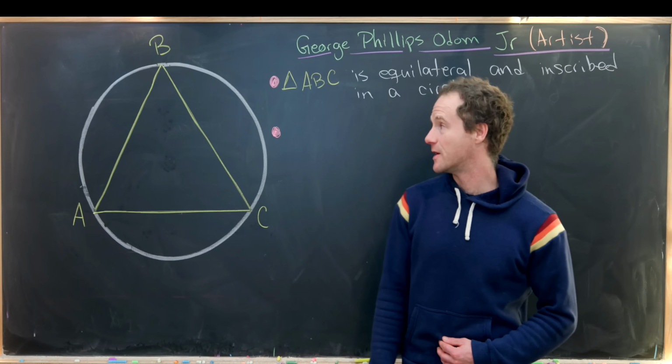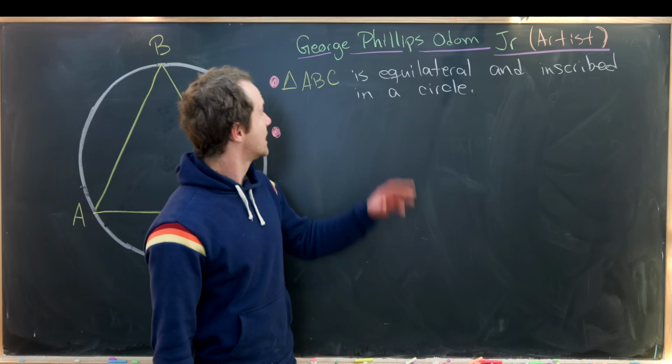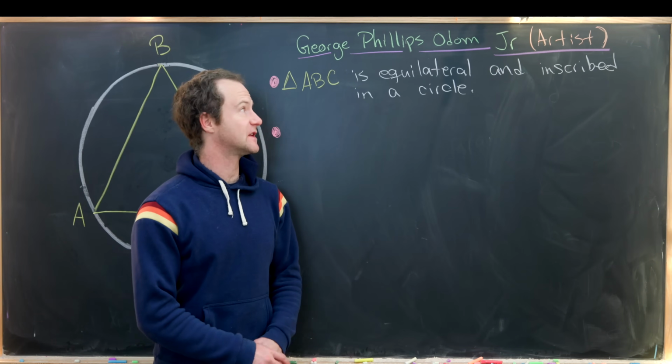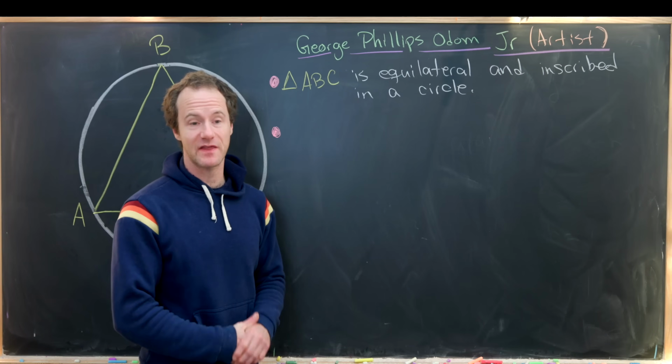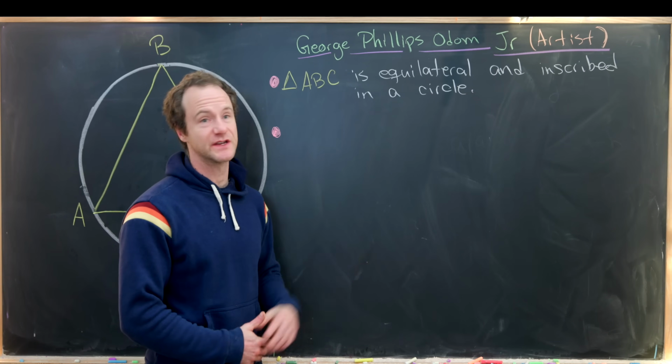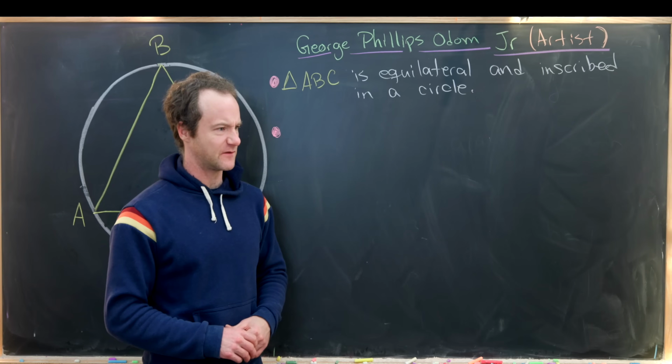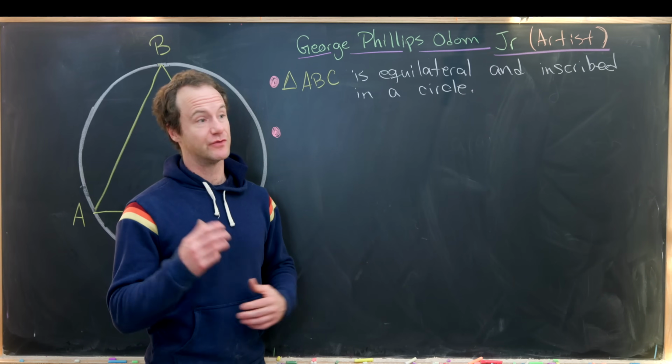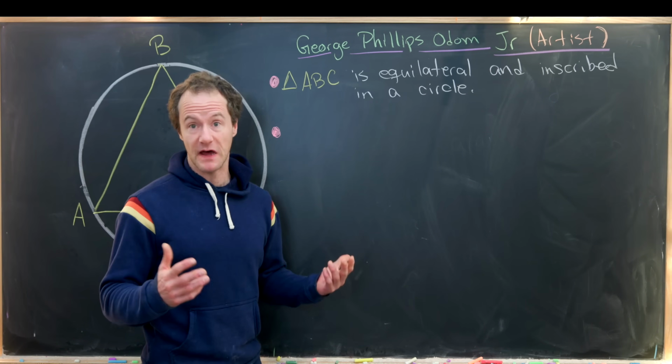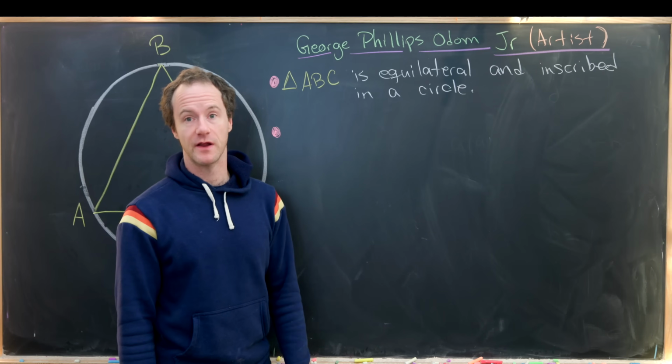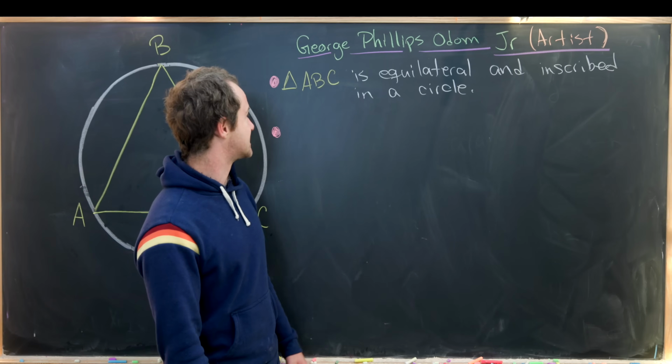Here I've got a nice appearance of the golden ratio, and it's due to George Phillips Odom Jr., who was not a mathematician, but was instead an artist who was very interested in finding the golden ratio, not only in art, but in nice geometrical figures like we have right here. Okay, so let's see our setup.